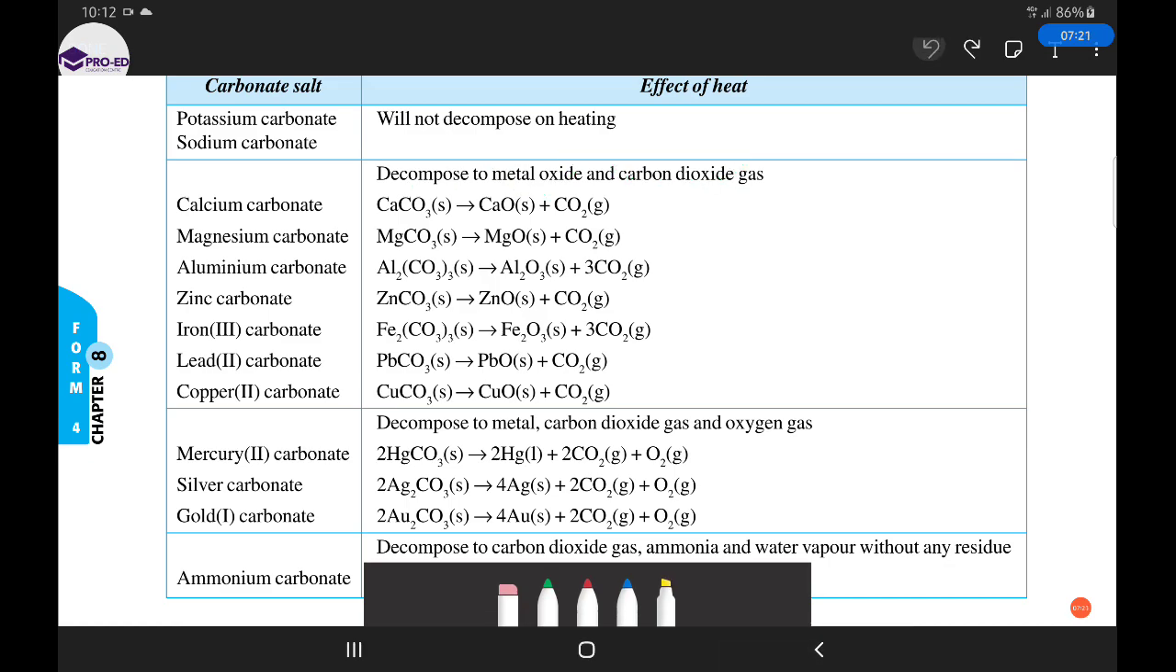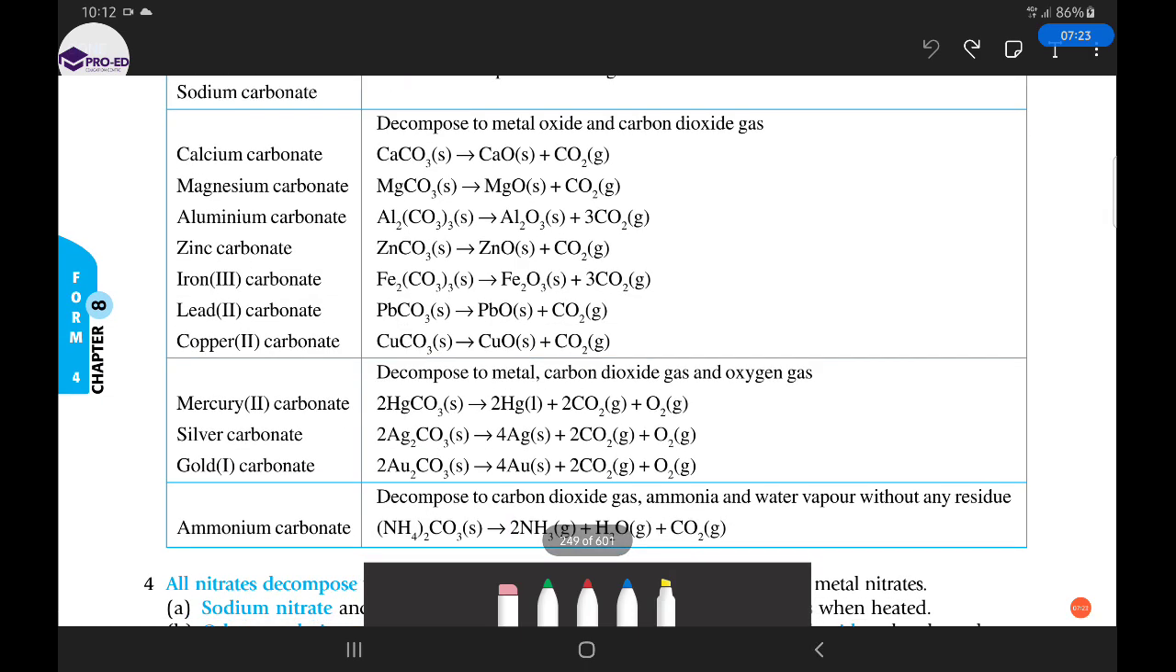Okay, so let's just do an example. For instance, you take calcium carbonate. So you heat it up, it will decompose, and it produces what? Metal oxide and carbon dioxide. In this case, the metal is calcium, so it forms calcium oxide and carbon dioxide gas. See, so you know, okay, that's a carbonate.